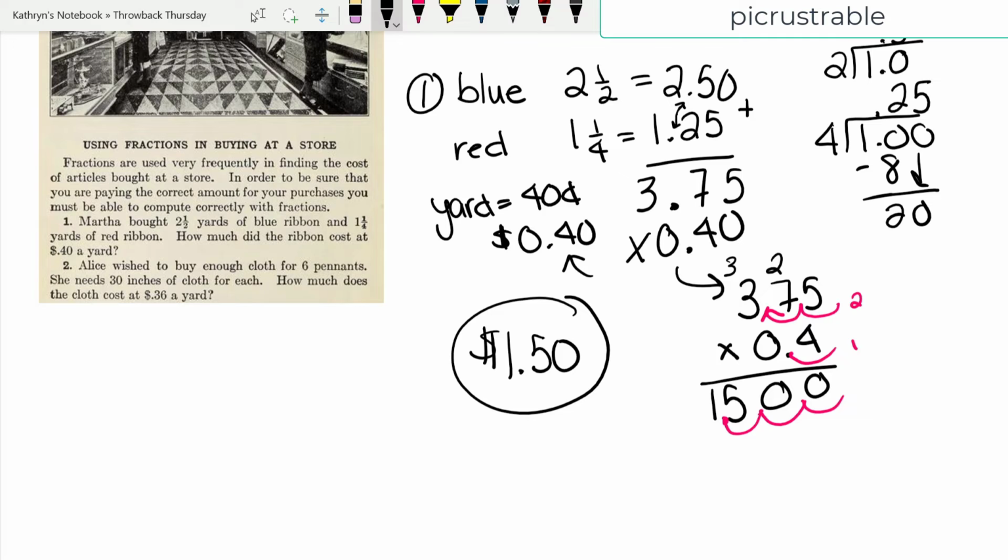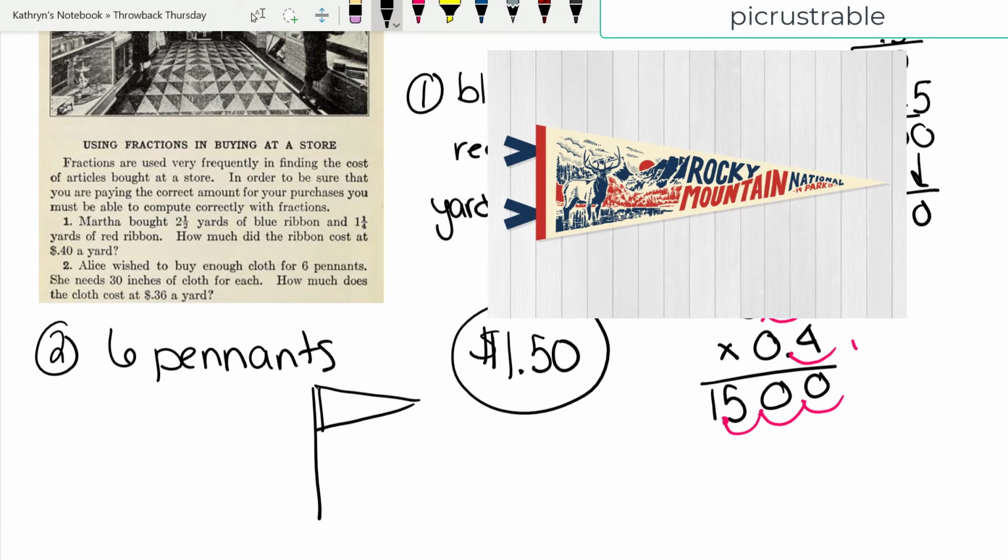Let's look at number 2. Alice wished to buy enough cloth for 6 pennants. She needs 30 inches of cloth for each. How much does the cloth cost at 36 cents a yard? Well, let's look at this one. She wants to make 6 pennants. Now you're probably wondering, well, what is that? Well, have you ever seen at college or high school where someone will be holding something like this and they might have the school's name? Well, this is called a pennant, and that's what she wants to make.